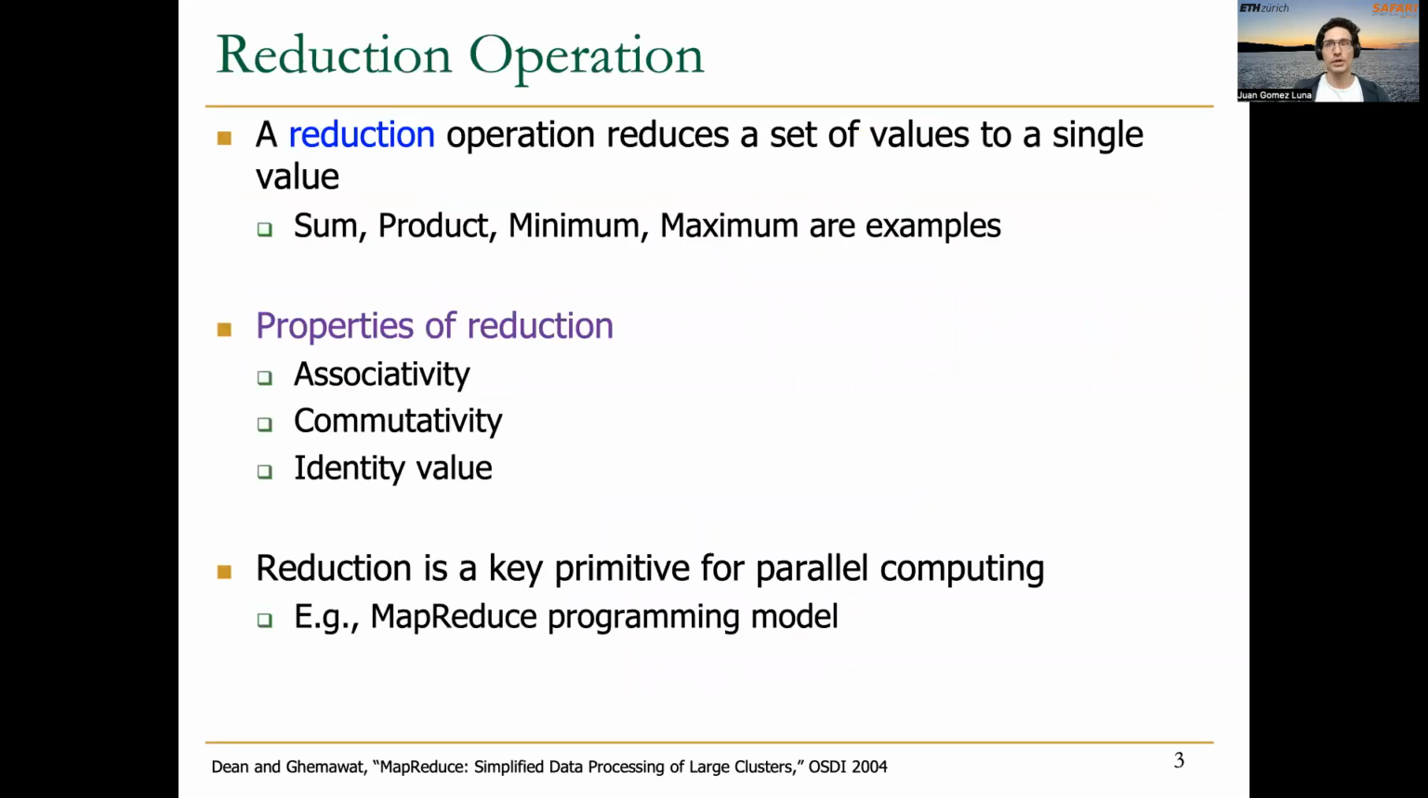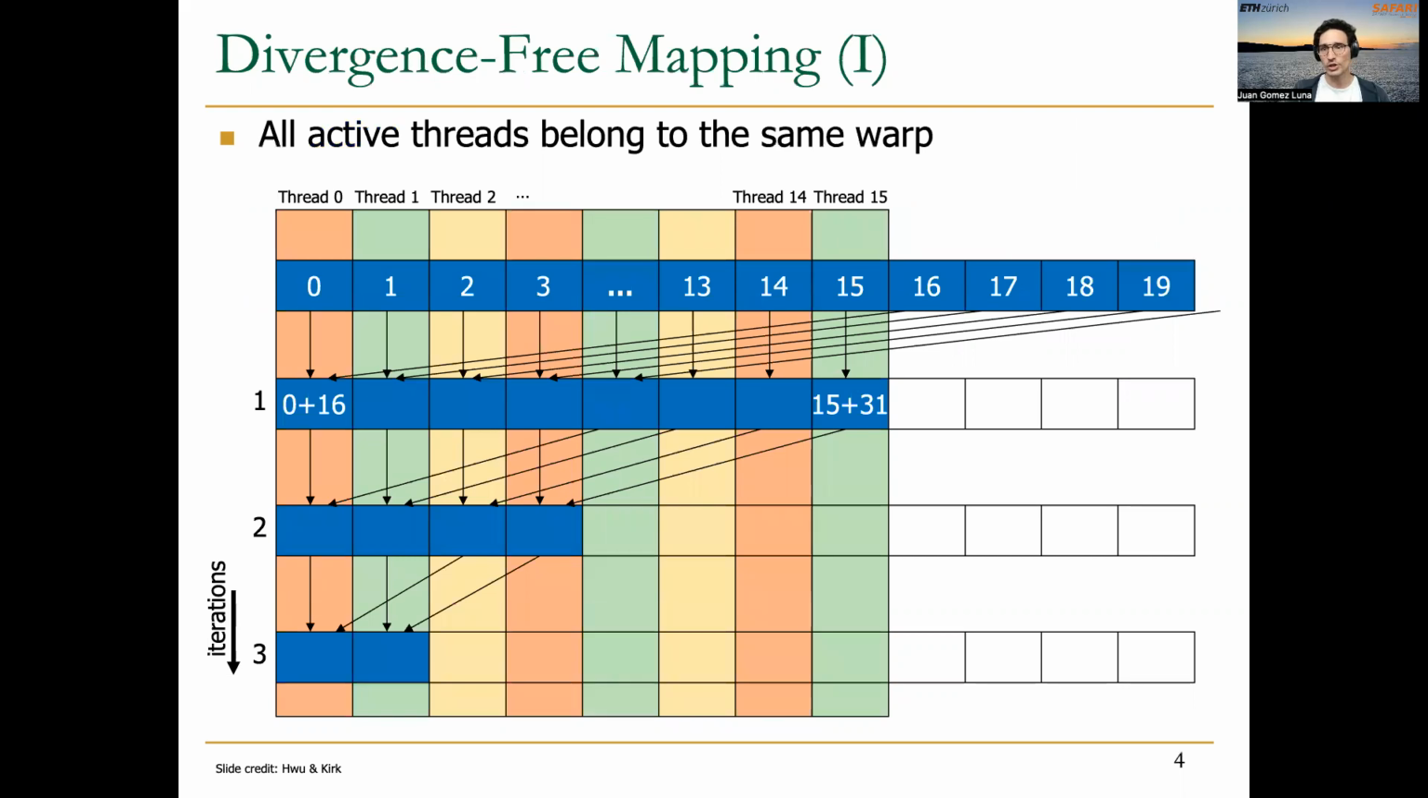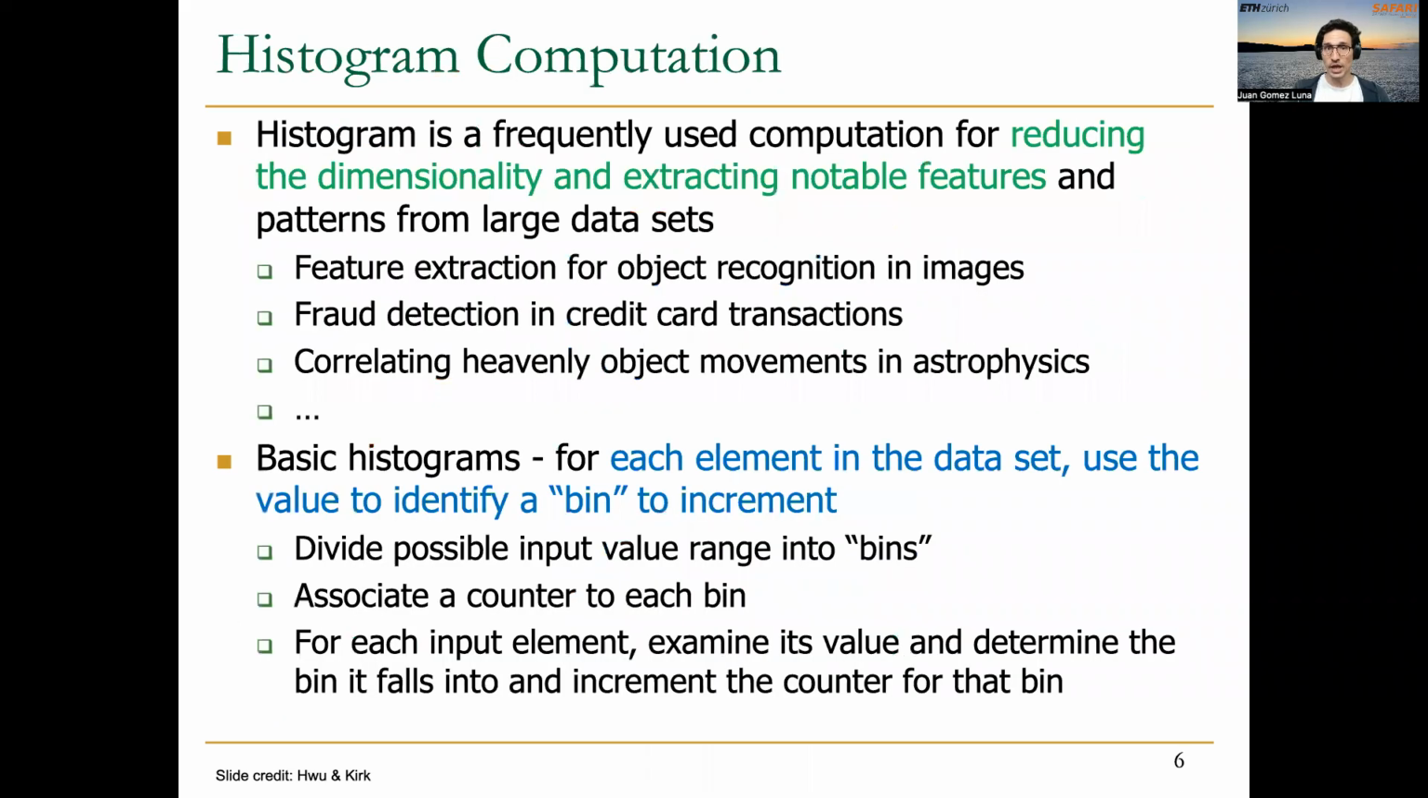We started with reduction, an operation that reduces a set of values to a single value, and we discussed ways of implementing reduction with a divergence-free mapping in order to maximize warp utilization. Next, we covered histogram computation. It's a computation used for reducing the dimensionality and extracting notable features of large data sets.